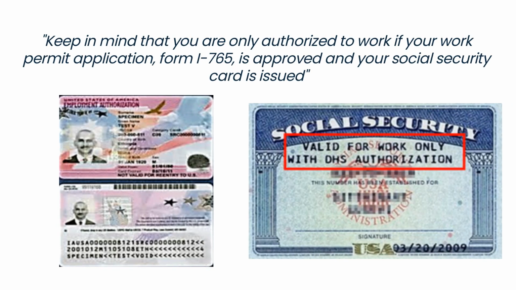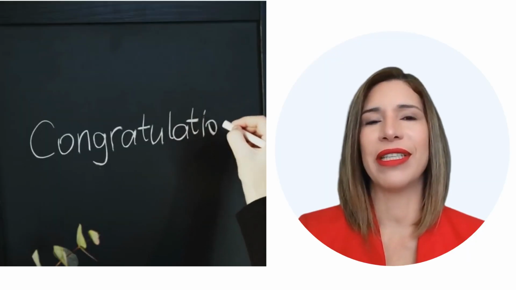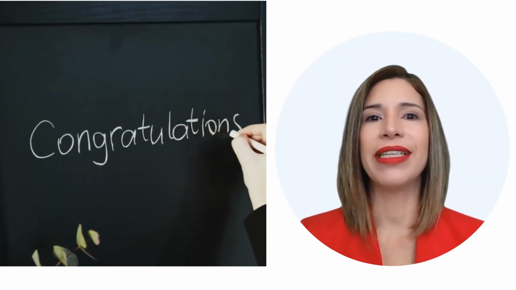Once approved, if you do not receive your Social Security card within the next few weeks of receiving your work permit, I recommend that you make an appointment with your local Social Security Administration office and apply for your Social Security card in person. Congratulations! You have completed the process.